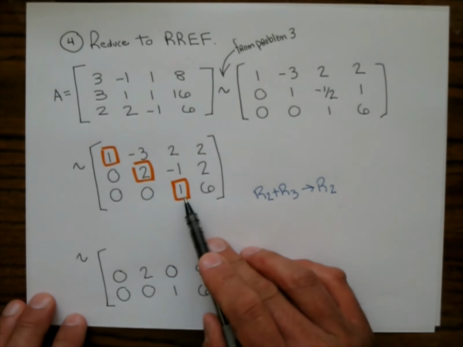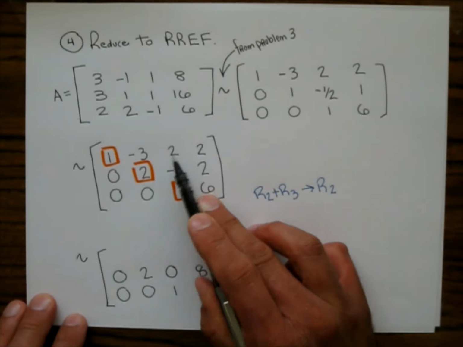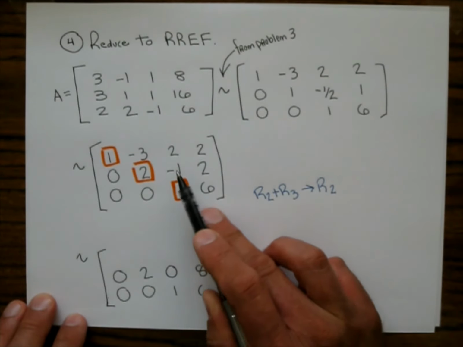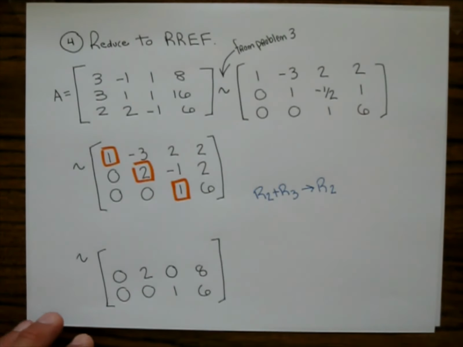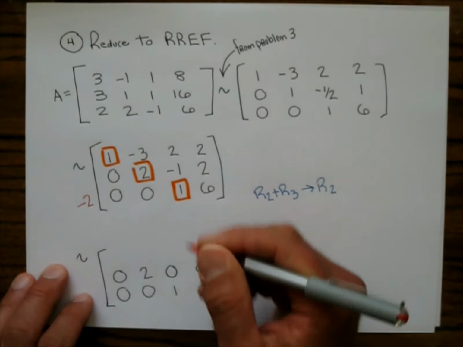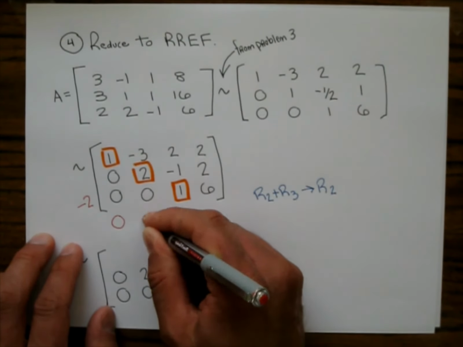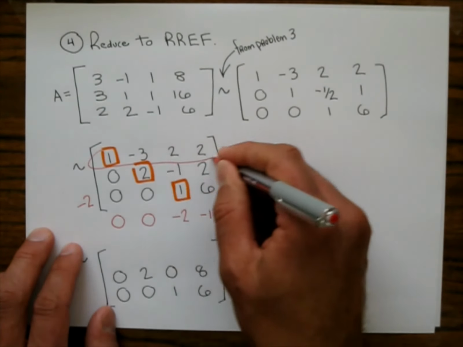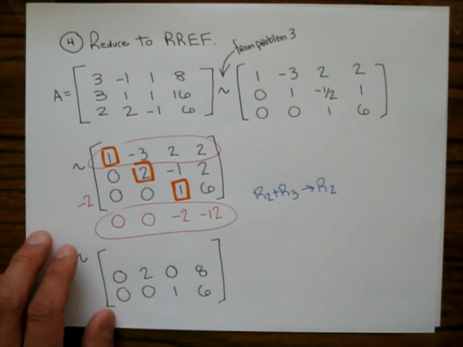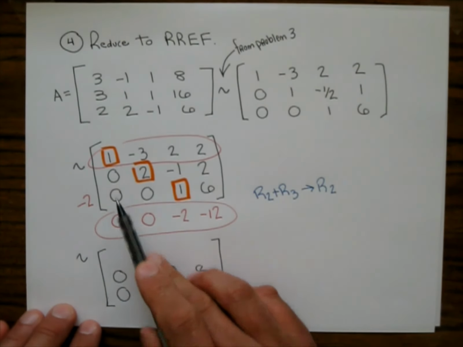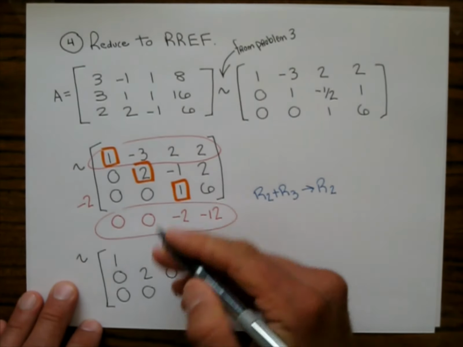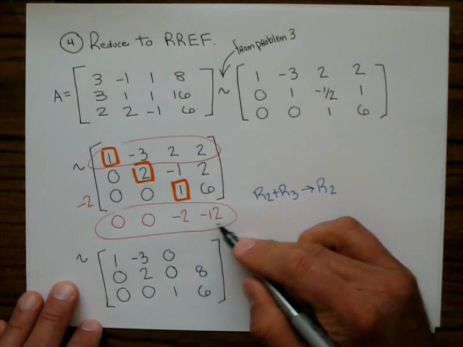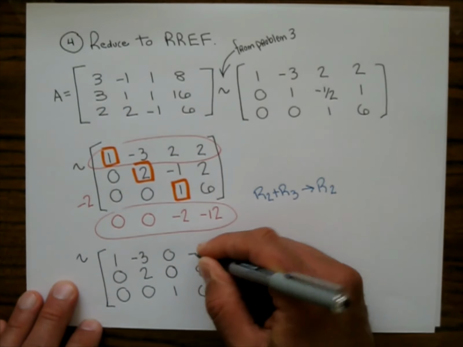Now I want to use this pivot to put a 0 there, so I'm going to have to multiply row 3 by a negative 2. Then I'll have a negative 2 there and a positive 2 there. So here's my modified row 3. I'm going to add that to row 1. 0 plus 1 is 1. 0 plus a negative 3 is negative 3. Negative 2 plus 2 is 0. And negative 12 plus 2 is negative 10.